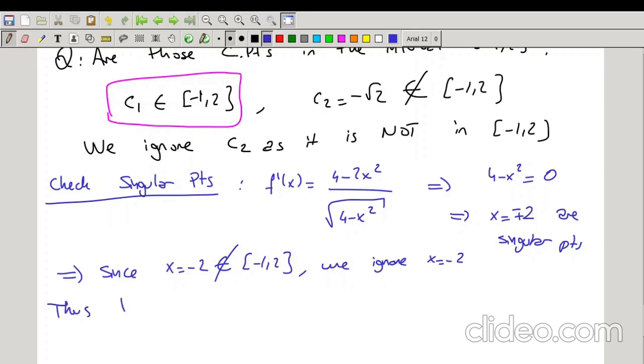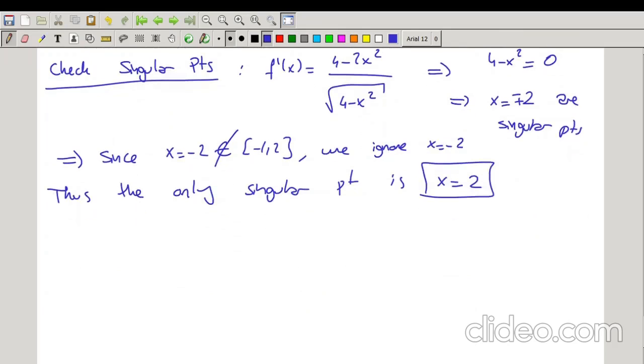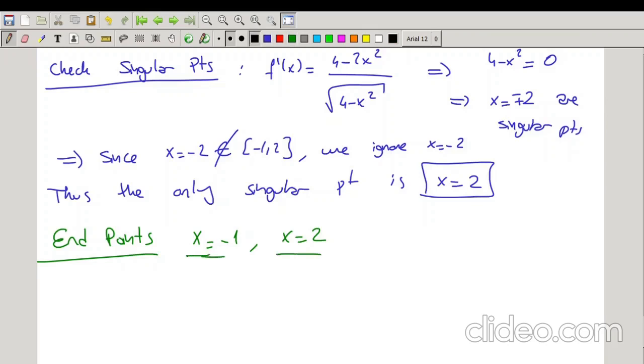Thus, the only singular point is x is equal to 2. We keep that point. Again, we have 2 points now. And what do we have? We have a critical point, a singular point, and check endpoints: x is equal to minus 1 and x is equal to 2. So you see that at the same time x is equal to 2 is a singular point and it is an endpoint. So anyway, we can check the values of f at those points.